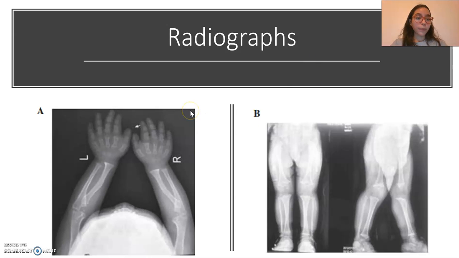In the case study document, these were the pictures shown. The one labeled A, you are able to see the trident configuration in the hands. Something interesting that I learned from the case study was that when looking at the radiograph, the researchers and scientists were able to see that the age of the wrist bones was lower than the age of the child. That was very interesting to me. And this is another radiograph taken of the patient's limbs, which revealed disproportionate shortening.